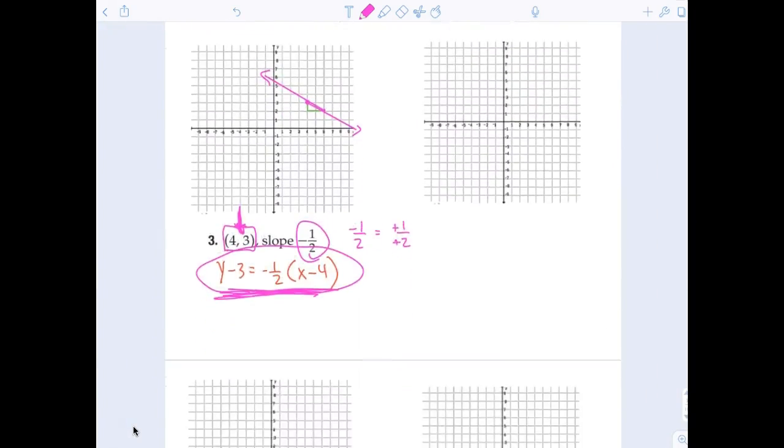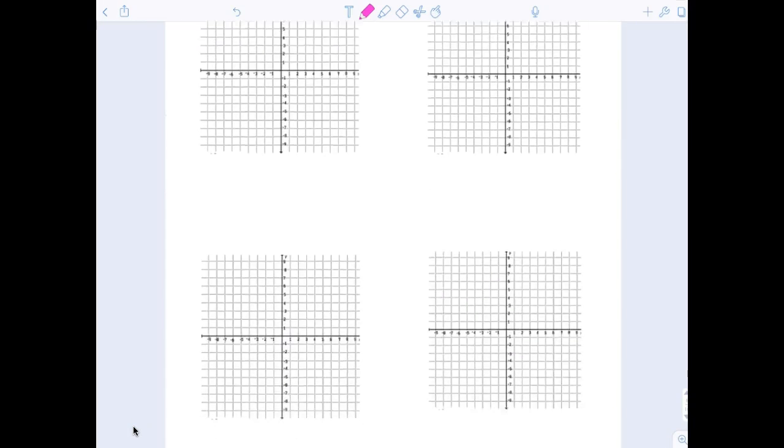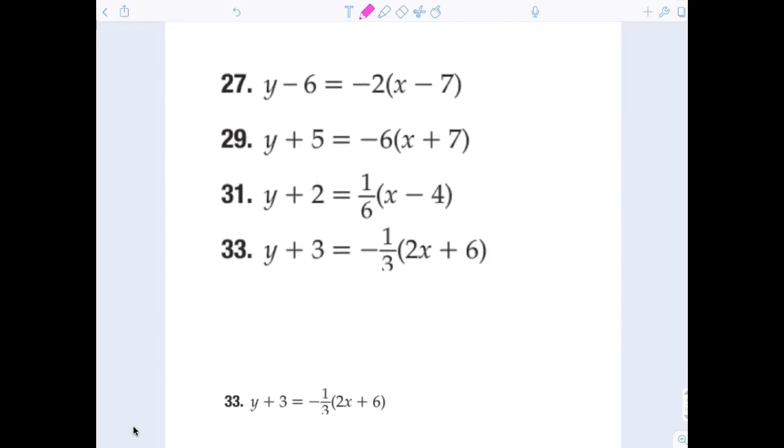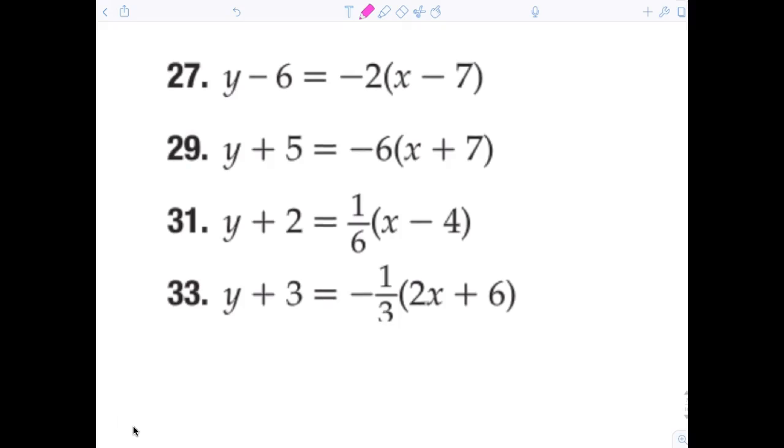All right, now let's jump down a little bit, because we have to do 27, 29, 31, and 33. And this time we're writing it in slope-intercept form, right? Slope-intercept. So this is the easy one. Tyler, 27, what do I do? Now remember, we're trying to get into this format.